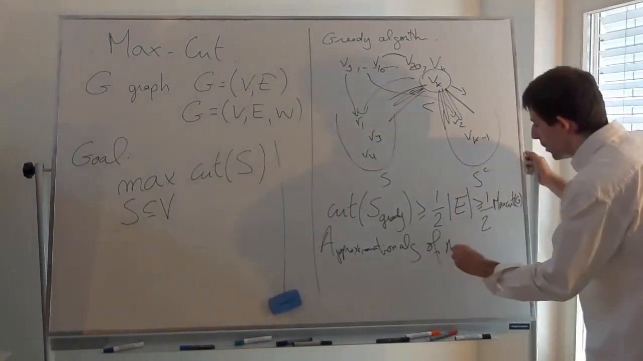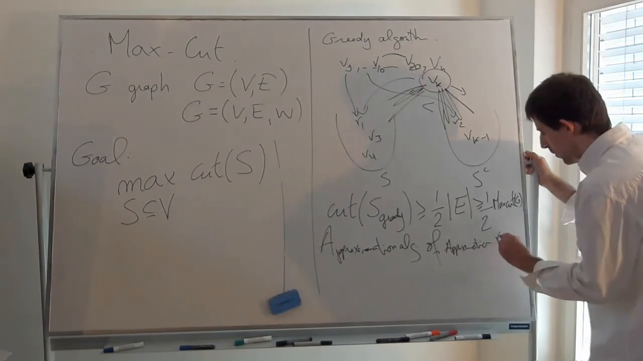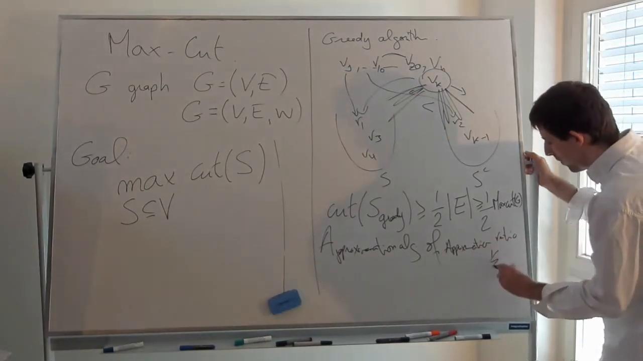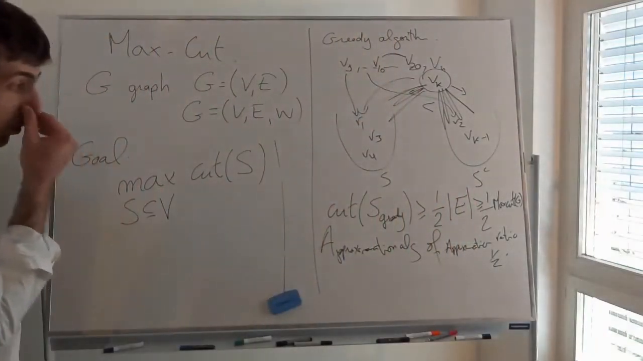of approximation ratio half. Okay? So getting an approximation ratio of half is almost trivial.